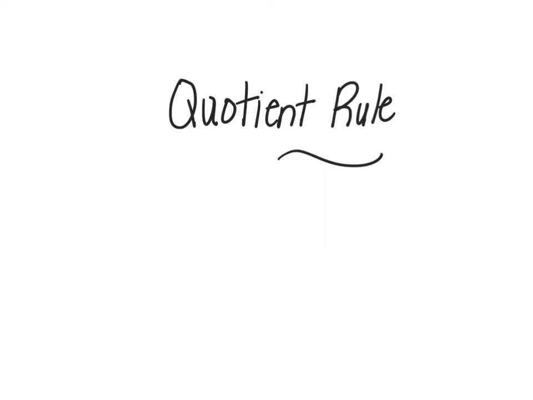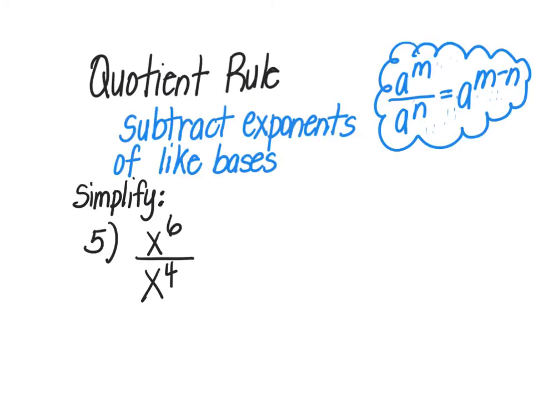In this video, we're going to be looking at the quotient rule for exponents. Keep in mind that quotient has to do with division problems. So the quotient rule tells us that we're going to subtract our exponents of like bases. So look at the cloud bubble off to the right. We have a to the m power divided by a to the n power.